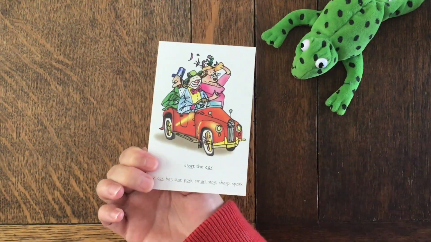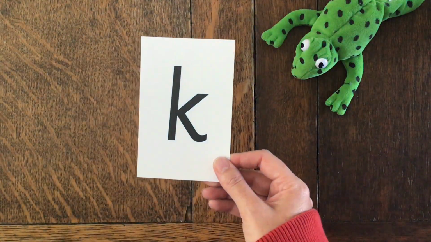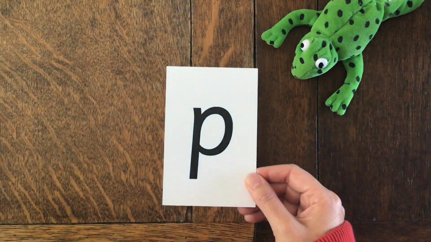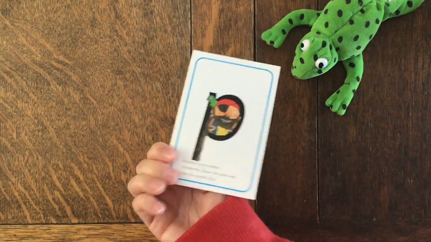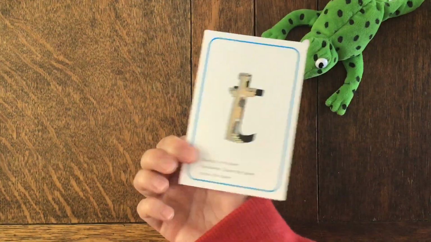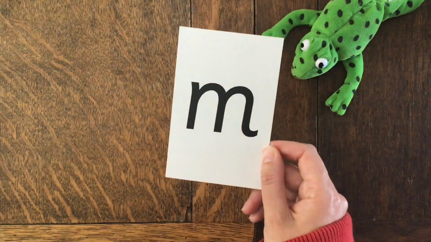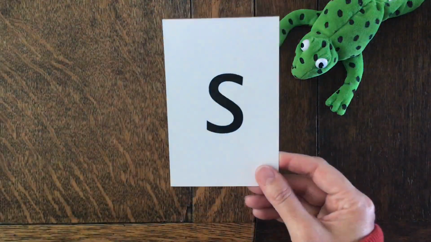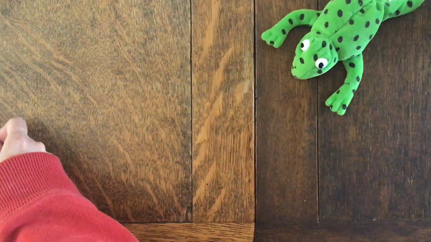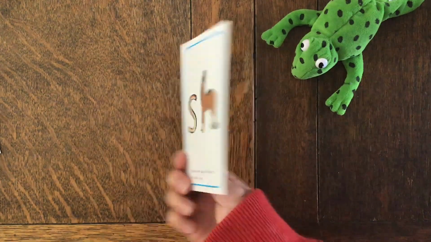We're going to build some words using the phoneme R. R. Start the car, R. We're also using k, k, k, kangaroo. P, p, p, pirate. T, t, t, tower. Mountain. Snake. Shh, said the horse to the hissing snake.